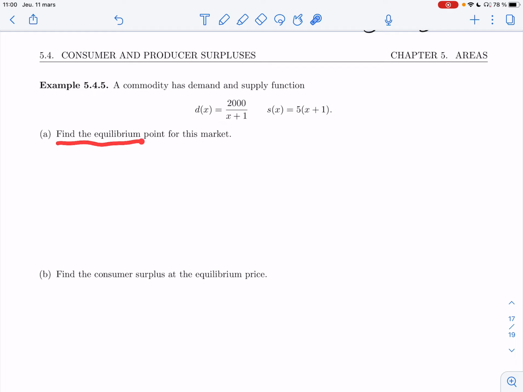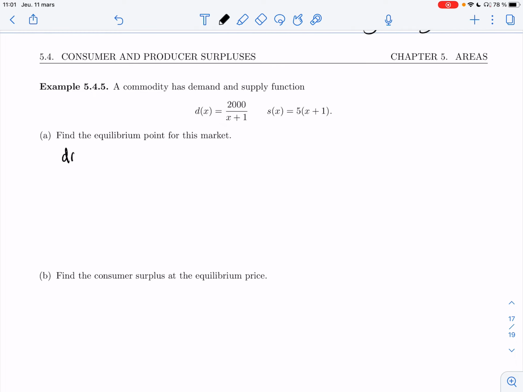All right, so we're told to find the equilibrium for this market. So I'm going to set both of them equal. So D of X equals S of X. That means 2,000 over x plus 1 equals 5 over x plus 1. If I send the x plus 1 to one side and the 5 to the other side, I'm going to get 2,000 divided by 5 is 400 equals x plus 1 squared. Now I can solve for x plus 1. I'm going to get plus or minus 20.